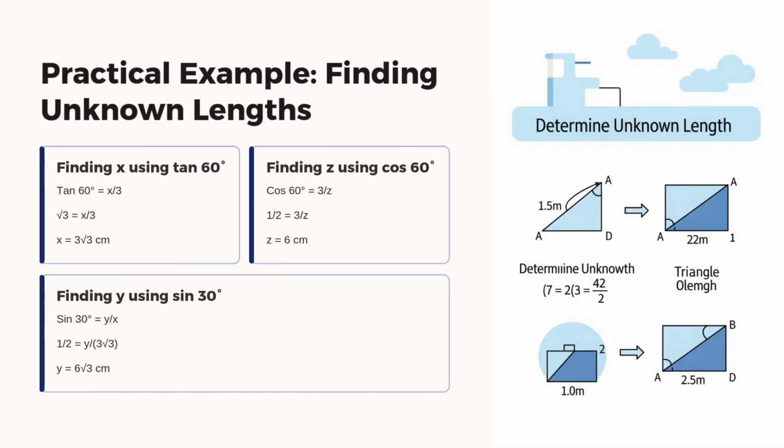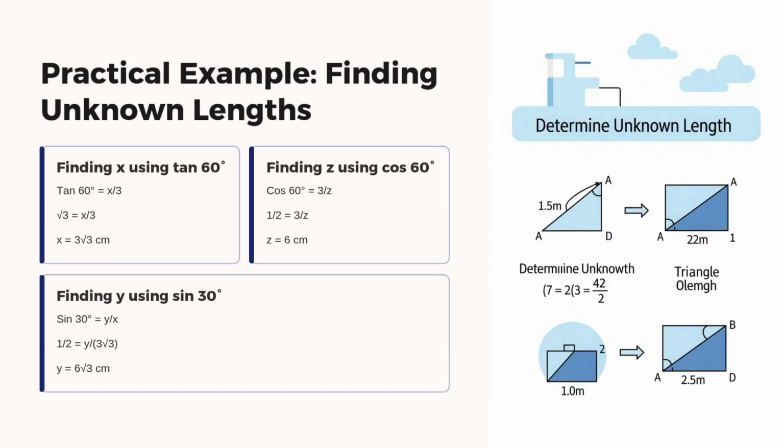Practical example. Finding unknown lengths. Finding x using tangent 60 degrees. Tangent 60 degrees equals x over 3. This is simplified to square root of 3 equals x over 3. Therefore, x equals 3 times square root of 3 centimeters. Finding z using cosine 60 degrees. Cosine 60 degrees equals 3 over z. This is simplified to 1/2 equals 3 over z. Therefore z equals 6 centimeters.